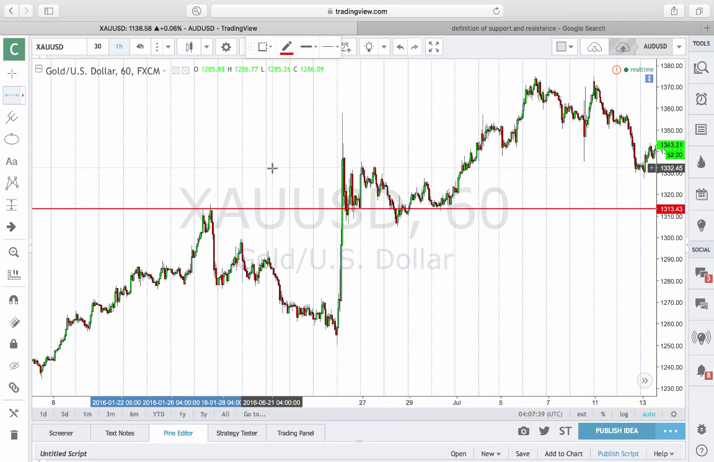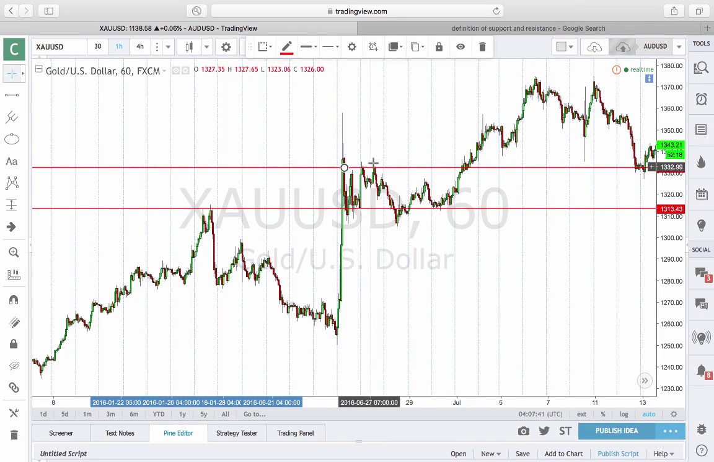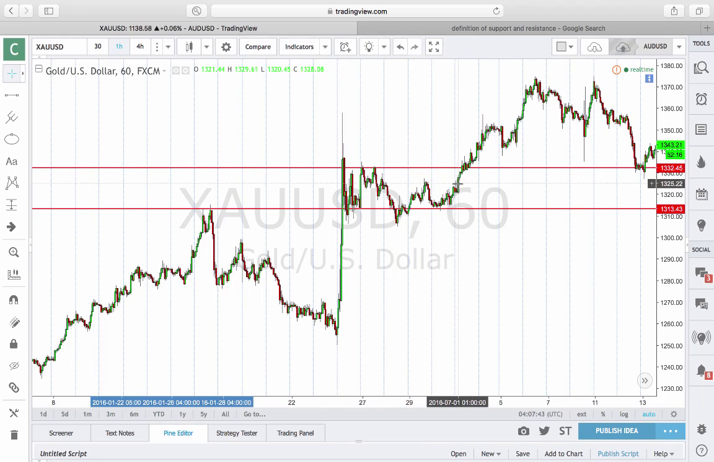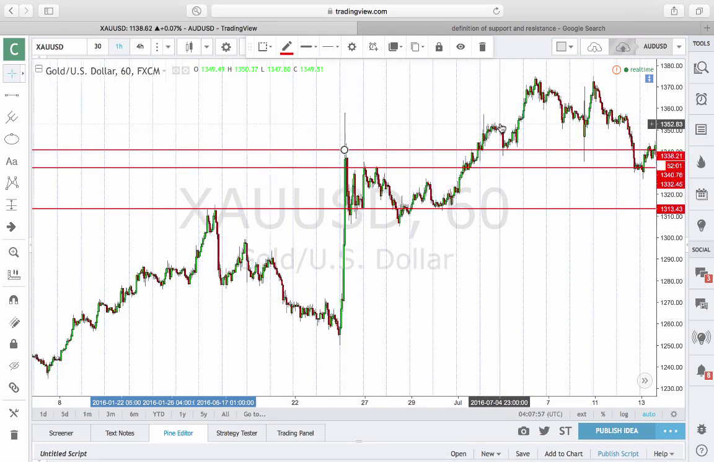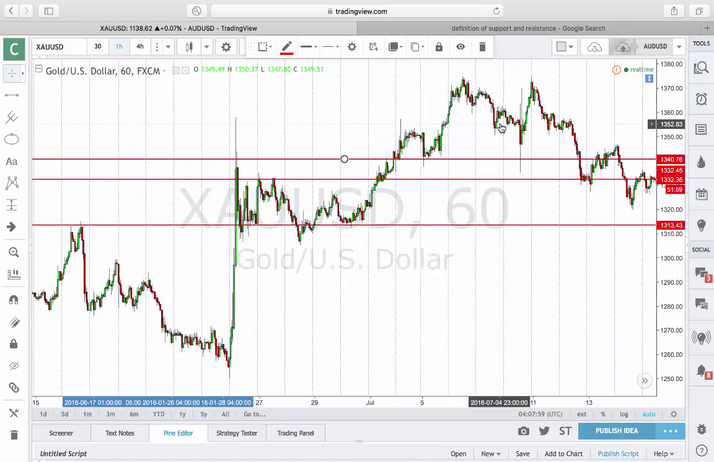You have a level of a ceiling right here of resistance. Price broke above it, became the floor. Time and time again, same thing. You see a level of resistance, a ceiling. Price broke above and tested as the floor. Okay? That's how powerful utilizing support and resistance is.